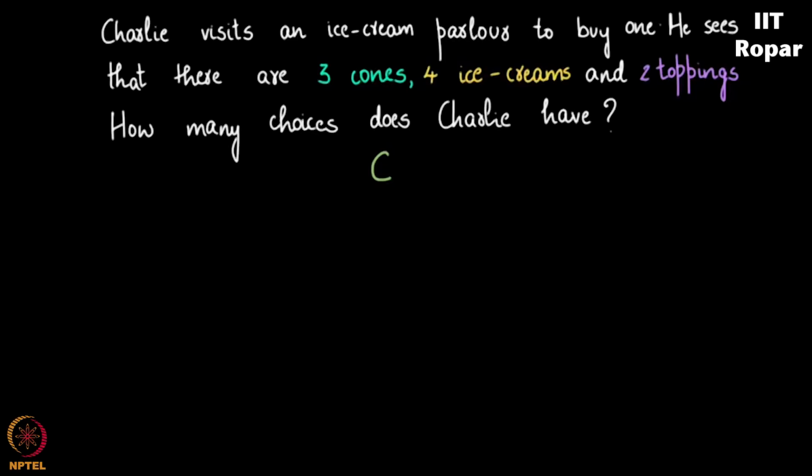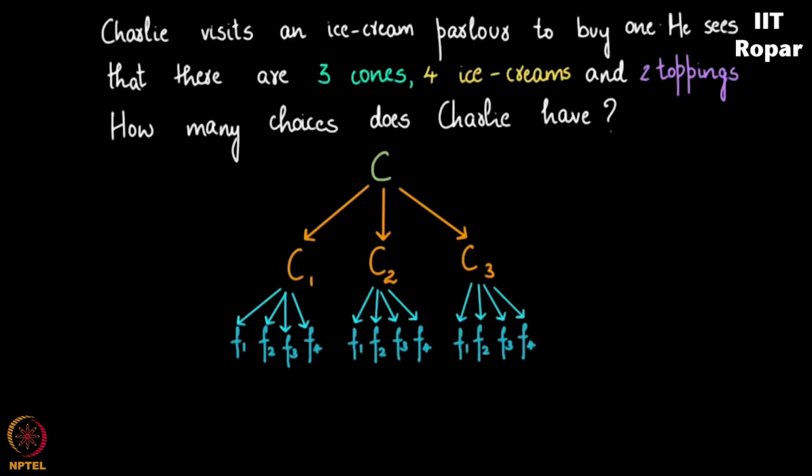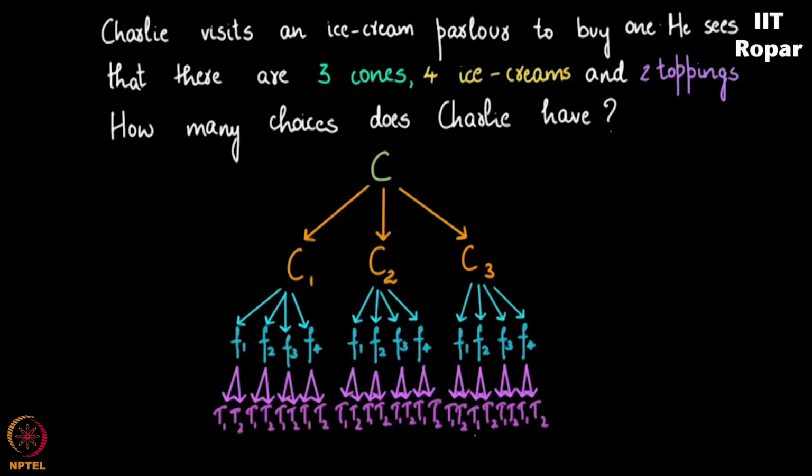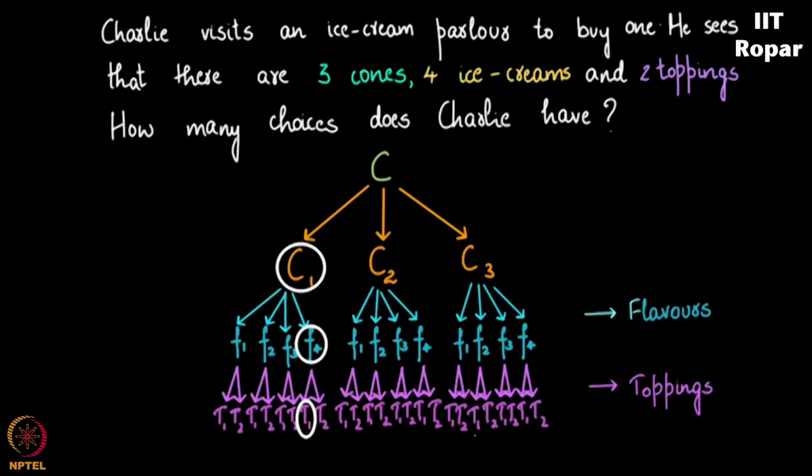So, he wants to buy an ice cream. He has 3 choices of cones and I'll write them as C1, C2 and C3. So for each cone, he has 4 choices for the ice cream flavors, like this. And for each flavor, there can be 2 toppings. So this represents toppings and this represents flavors. So for this cone, he can choose this scoop and this topping and so on. It continues for the others as well.